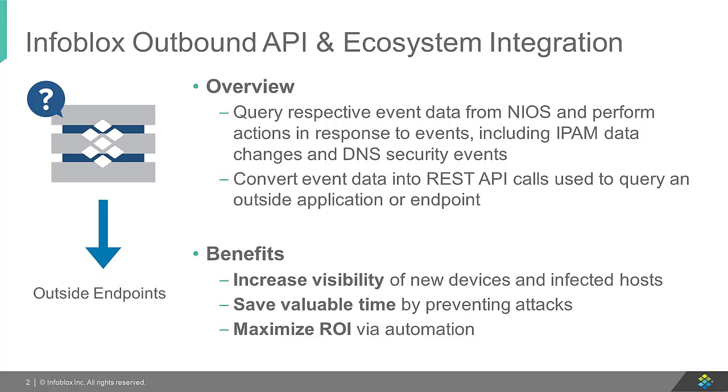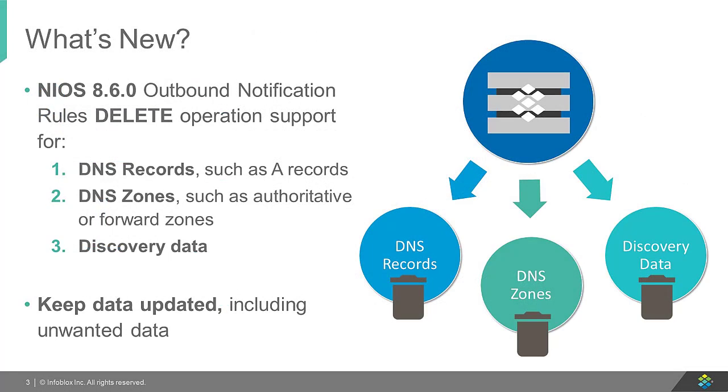The Infoblox Outbound API allows for increased visibility into a network by automating and syncing IPAM data changes with outside applications. It empowers a team's ability to remediate and respond to security threats without direct intervention, saving valuable time and resources. The Outbound API works by responding to events based on configured notification rules.